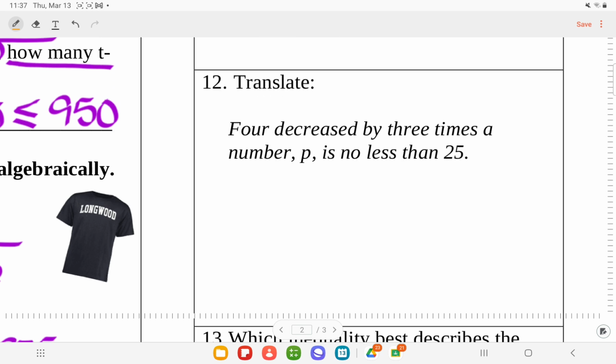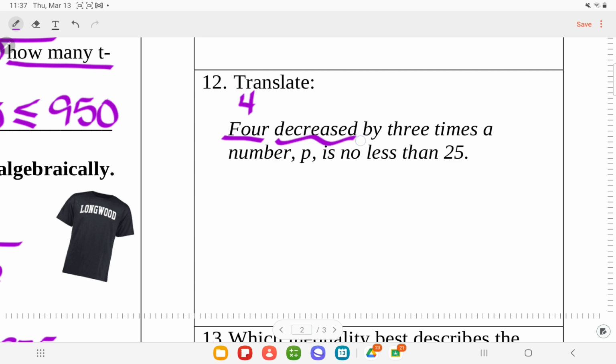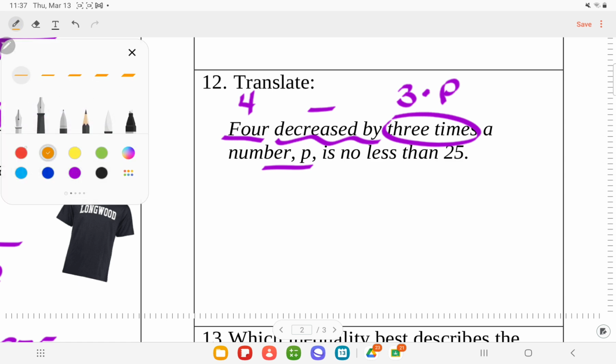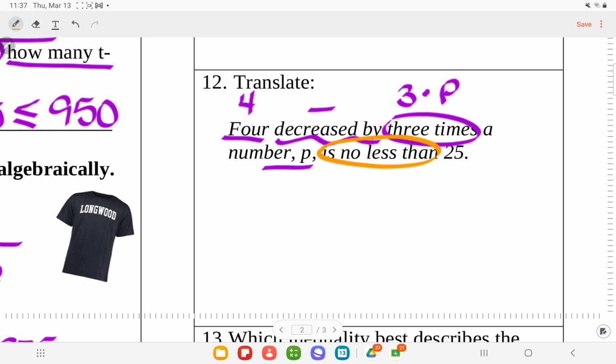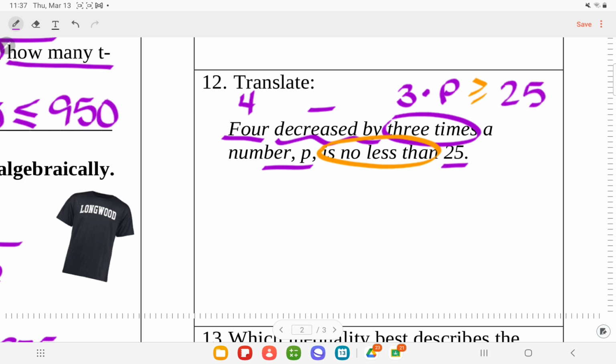Translate. 4 decreased by 3 times a number p is no less than 35. So we're bringing up the number 4. Decreased by means subtraction. It's not a switch word. 3 times means exactly that, 3 and multiplication. A number p, they gave me the letter, is no less than. This is one of those keywords from that chart. So is no less than means that it's greater than or equal to. And 25, bring it up and translate it straightforward. 4 minus 3p is greater than or equal to 25.